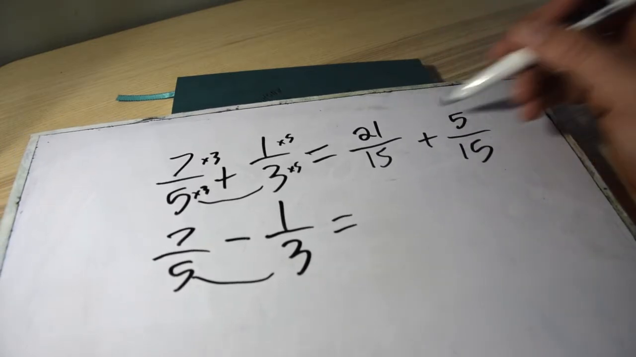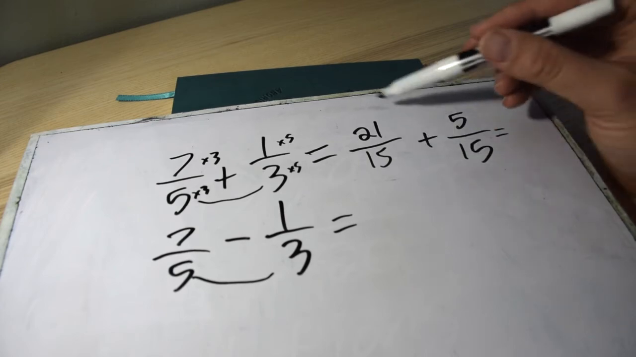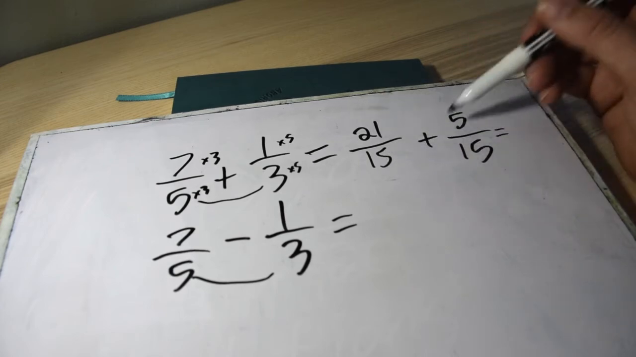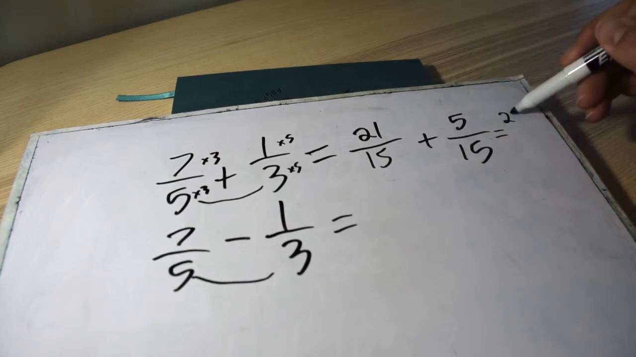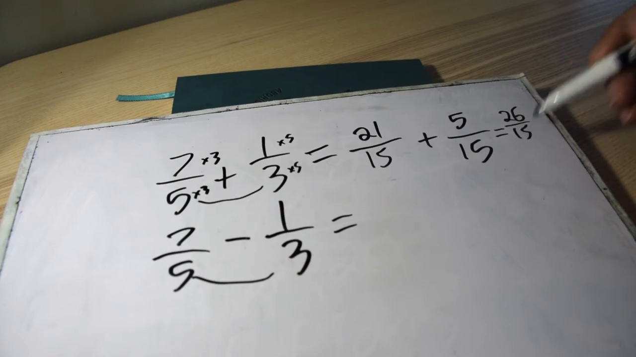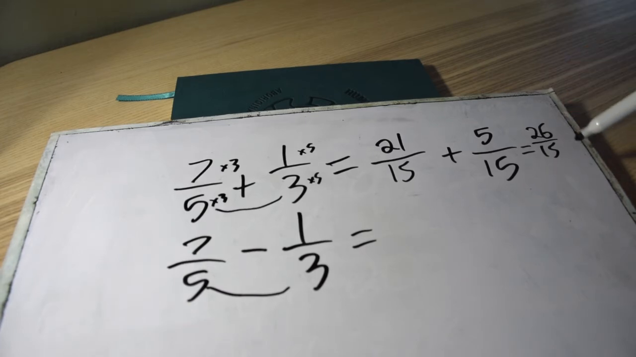So of course we just add the tops at this point, and that equals, if I have 21 pieces of a 15 pizza plus 5 pieces of a 15 pizza, that's going to be 26 pieces of a 15 piece pizza. So that's the answer there, 26 over 15.